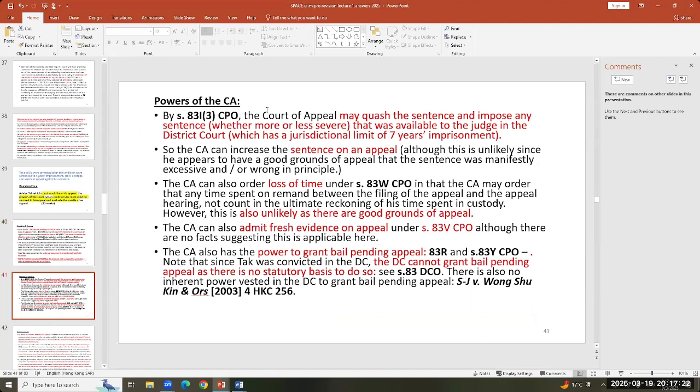Powers of the court on appeal: they could impose a more serious sentence up to the maximum jurisdiction of the district court. They can also order a loss of time for an unmeritorious appeal, Section 83W. But if there's good grounds of appeal, that's unlikely. They have the power to admit fresh evidence on appeal, and the Court of Appeal can grant bail pending appeal. Remember, the district court cannot grant bail pending appeal. There's no statutory basis for it to do so.